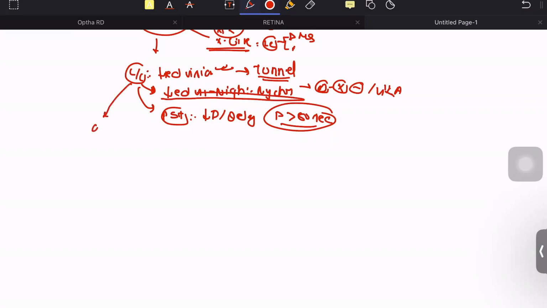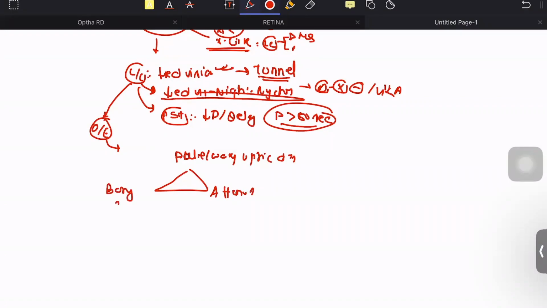Then you will perform fundus examination, and upon examination you'll find a triad where you will see a consecutive optic atrophy because you are seeing a pale and waxy optic disc. You will see the attenuation of arteries, and you will see bony spicules or pigment dispersion. So this is a typical triad that is seen in patients with retinitis pigmentosa.